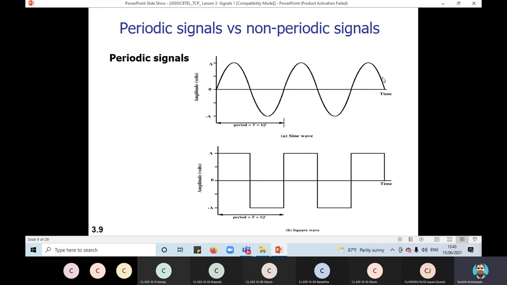If you try to observe further, what you get is again the same complete cycle. It keeps continuously going. Okay, continuously going. That is one wave.